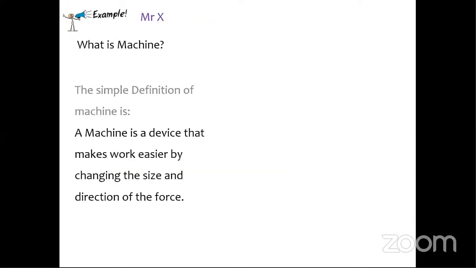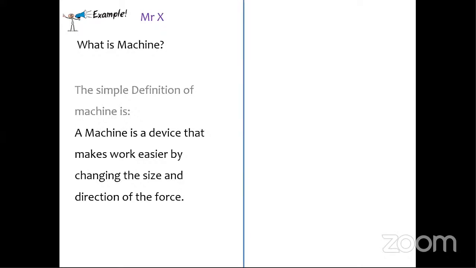Again, Mr. X, he will start with the simple definition of machine. A machine is a device that makes work easier by changing the size and direction of force. Okay, so what will students do? They will start to mug up. They will start remembering this: a machine is the device that makes work easier by changing its size and something like that.